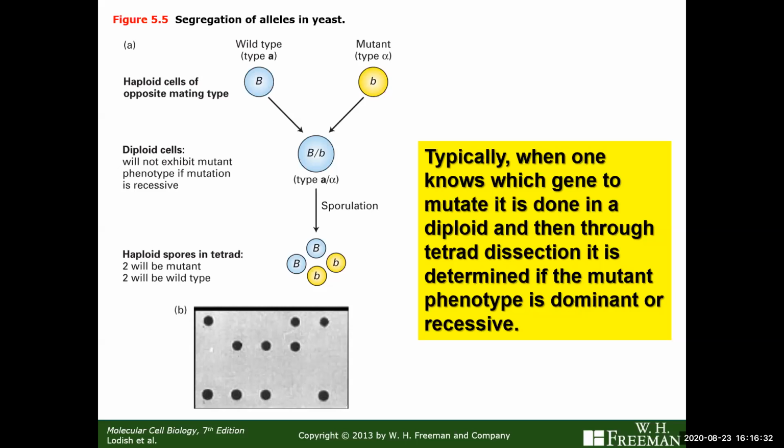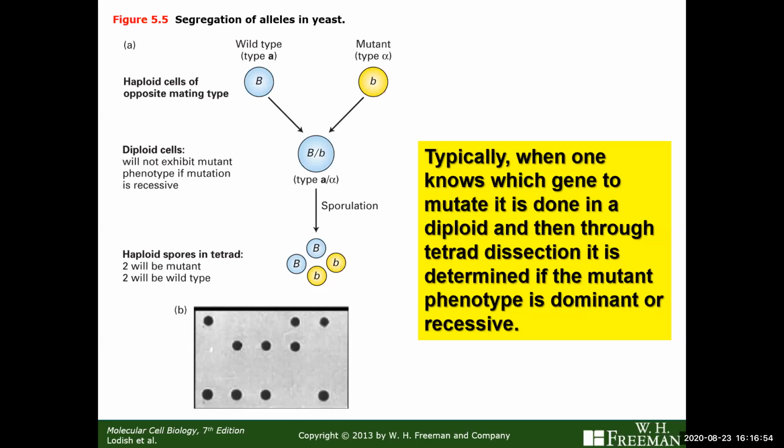Therefore, that particular haploid will not be able to grow. So of the 4 haploid spores that you get out of the heterozygous diploid, 2 in light blue, capital B, will be able to grow and the 2 will not be able to grow.